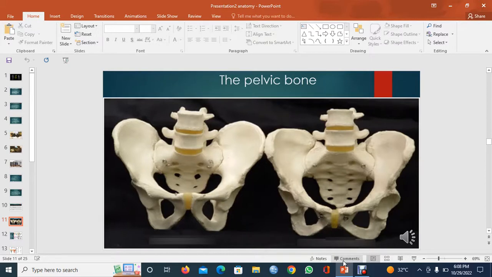Here is the picture. You can see the difference is quite evident. There is an enlarged pelvic cavity in the case of females, whereas in males it is smaller and narrower. The false pelvis in the male is large as compared to the size of the pelvic cavity, whereas in the female the false pelvis is small as compared to the size of the inner pelvic cavity.